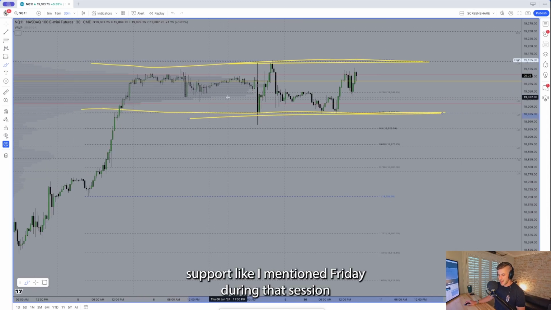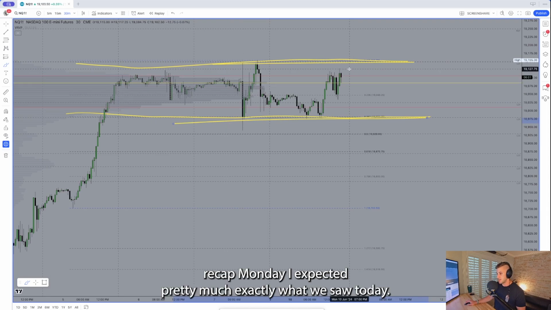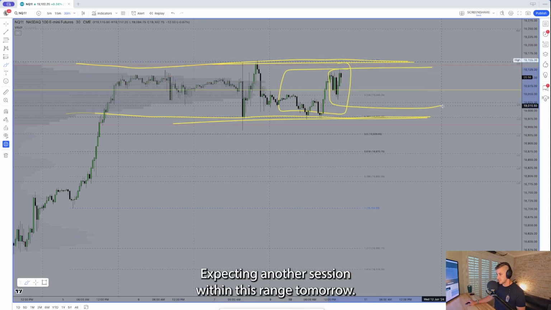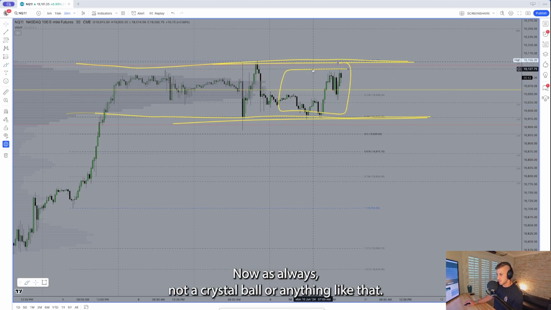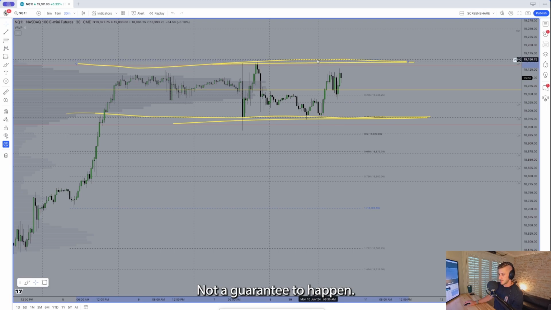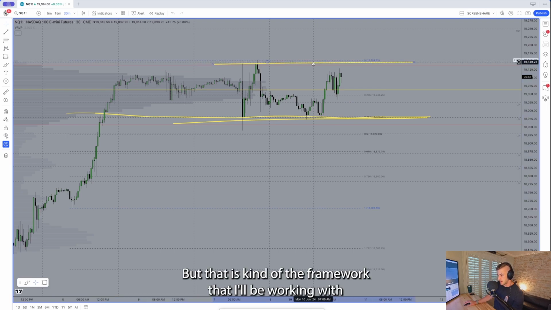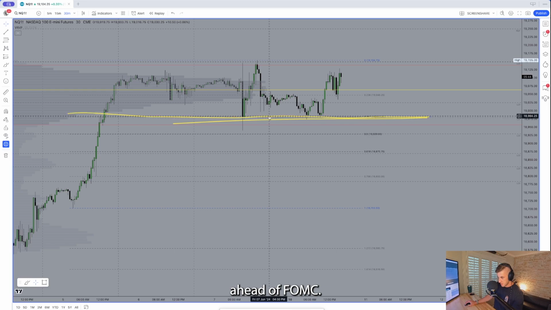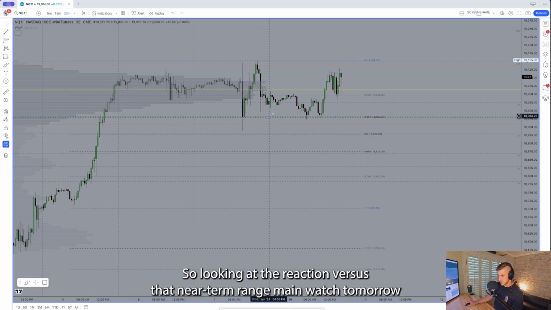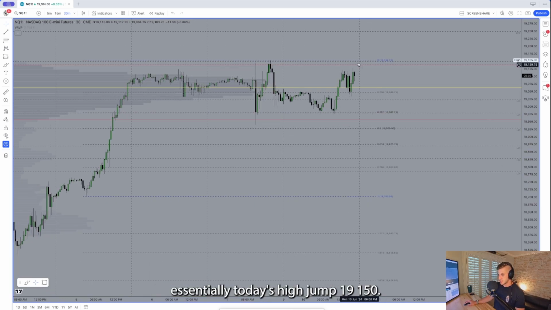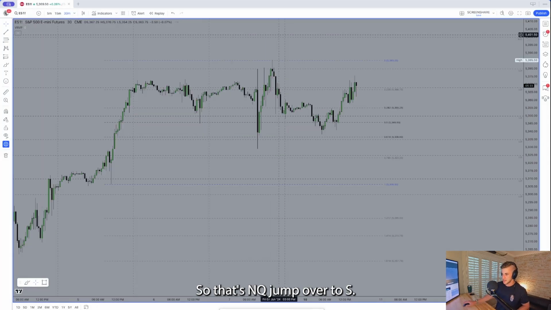Like I had mentioned Friday, during that session recap, Monday expected pretty much exactly what we saw today, expecting another session within this range tomorrow. Now, as always, not a crystal ball or anything like that, not a guarantee to happen, but that is kind of the framework that I'll be working with ahead of FOMC. So looking at the reaction versus that near-term range, main watch tomorrow, essentially today's high, 19,150. So that's NQ. Let's jump over to ES.